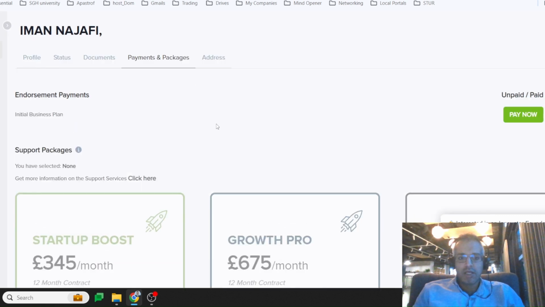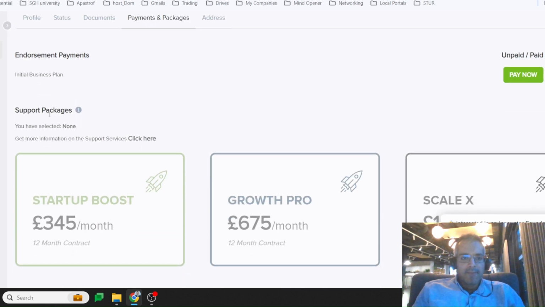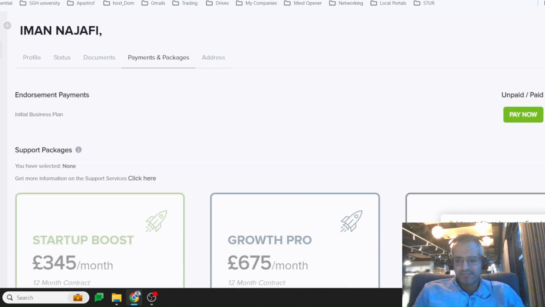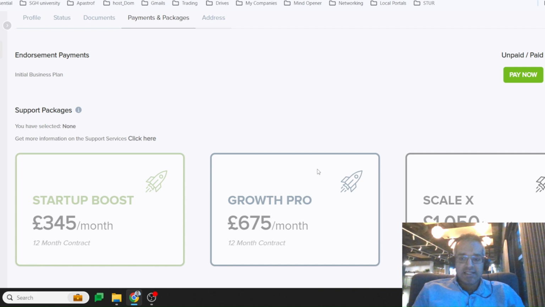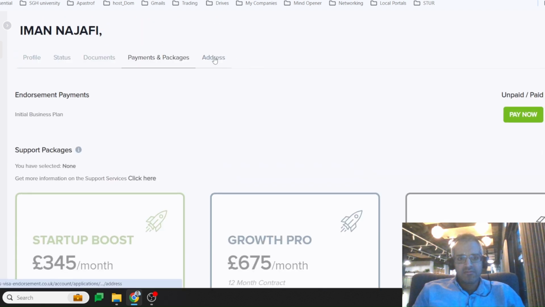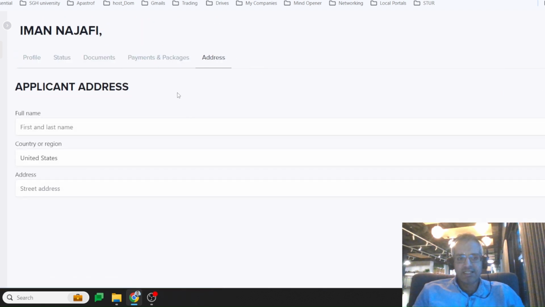The payment can be done online, or you can send it to their bank account. Also, if you need some additional packages, which normally for the first stage is not recommended, you can get some support and services like Startup Boost, Growth Pro, or Scale X. These are other additional non-mandatory fees that you can pay in order to receive some kind of support from these bodies, but there is no need to make any payment for these. Finally, you put in your address and the information about communications and so on. So this is the first part.